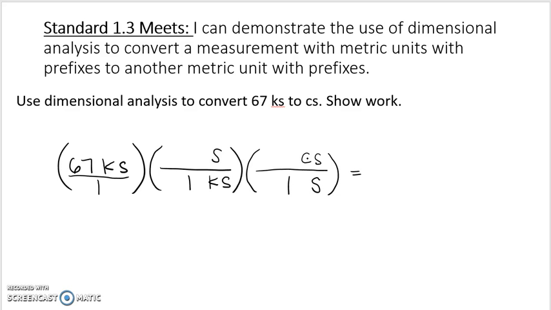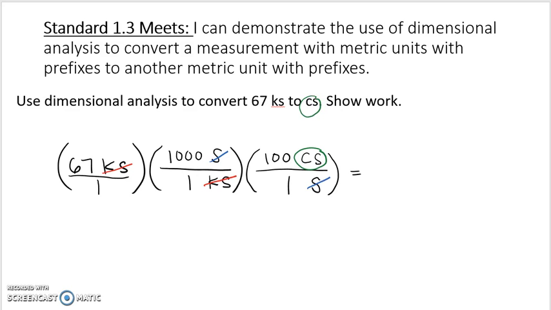Now, for every 1 kilosecond, 1,000 seconds fits into it. For every 1 second, 100 centiseconds fits into it. Again, we can think of this as kilometers and meters, meters and centimeters. The prefixes are the same, and that's what matters, not as much the unit. Now, before I do my math, I want to make sure that my units are going to cancel out correctly. So kiloseconds and kiloseconds are going to cross out. Seconds and seconds cross out, which means ultimately my unit is going to be centiseconds, which is what I'm looking for.